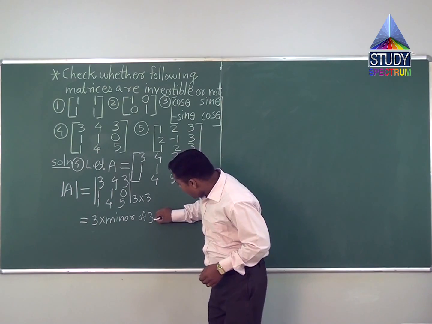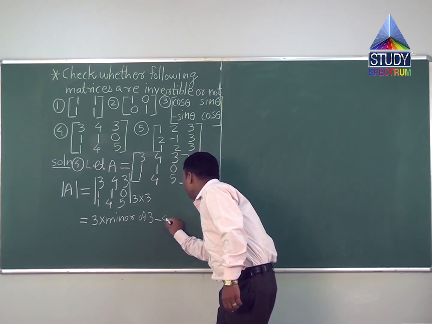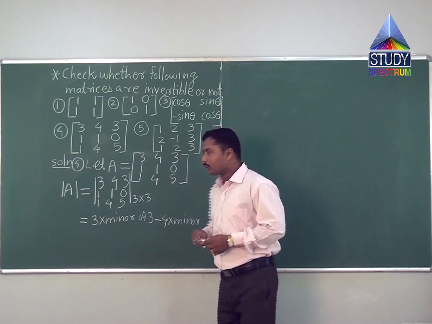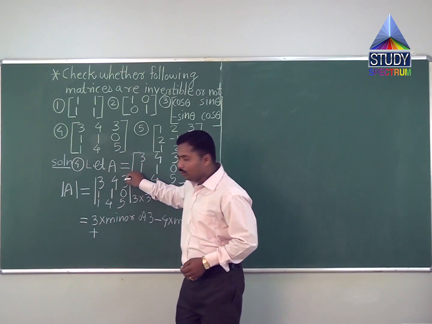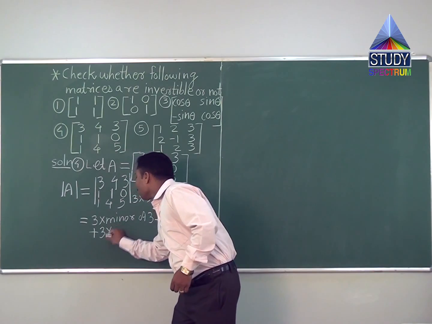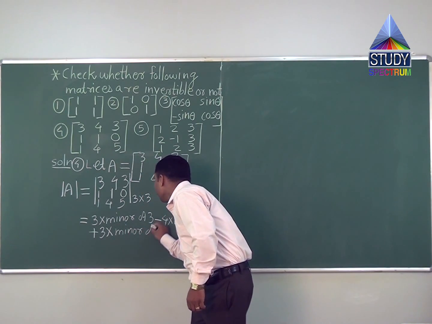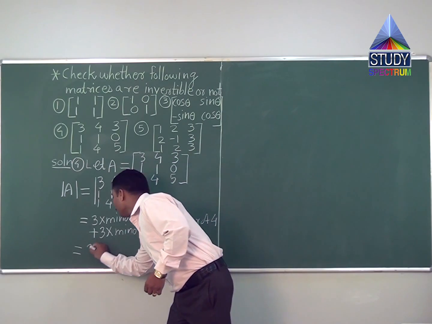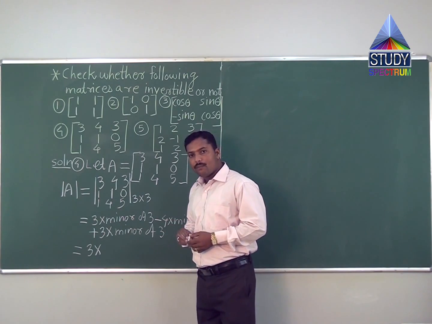minor of 3, minus the second number of the first row, 4, into minor of 4. And lastly plus 3, the last number of the first row, into minor of 3. Which is equal to 3 into, what is the minor of 3? What is the meaning of minor?